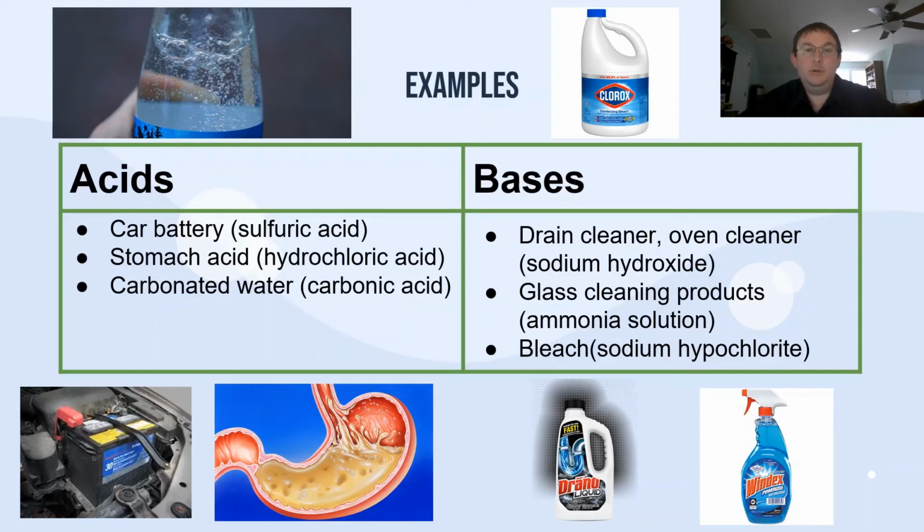Stomach acid is hydrochloric acid. Carbonated water is considered carbonic acid. It's not a very strong acid, but it is still considered an acid. Drain cleaners and oven cleaners have sodium hydroxide in them. Glass cleaners often have an ammonia solution. And bleach is sodium hypochlorite, which we won't get into the specifics about how sodium hypochlorite is a base, but it is in fact a base.